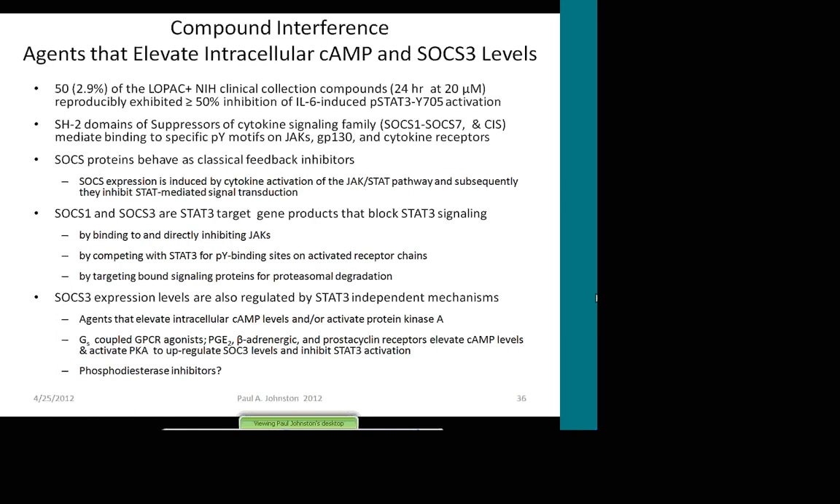There's a fair body of literature out there that says that agents that elevate intracellular cyclic AMP or activate protein kinase A will activate SOCS3 expression levels independently of the STAT3 pathway. So any Gs-coupled GPCRs that elevate, or agents that elevate or activate PKA, will upregulate SOCS3 levels and inhibit STAT3 activation. We've actually since gone on taking one of the beta-adrenergic receptors in horse colon and been able to show that indeed we do see upregulation of SOCS3 with those agents.